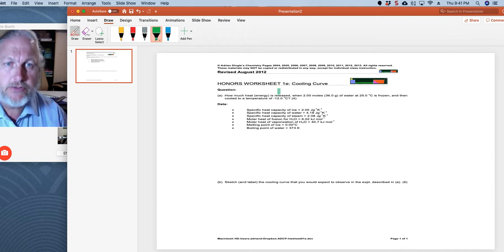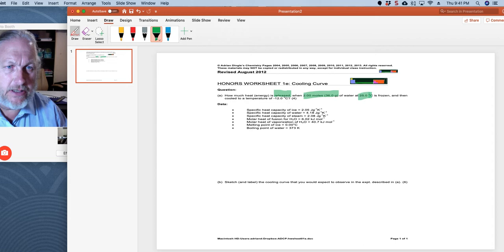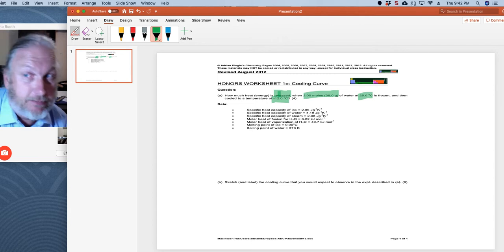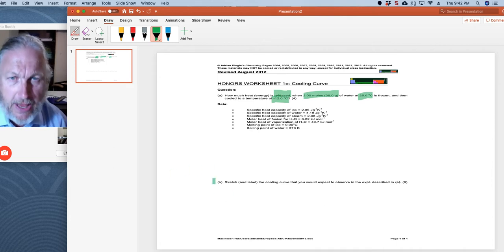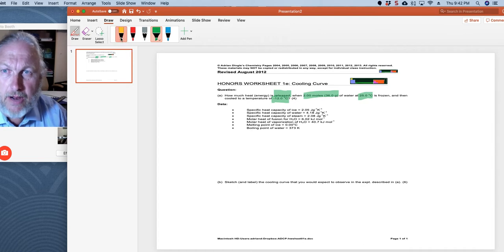So how much heat energy is released? So it's telling me release, so we're going to talk about release. When 2 moles or 36 grams of water at 25 degrees C is frozen and then cooled to a temperature of minus 12 degrees C. So I've got a fair amount of water, 36 grams. It's going to make a nice ice cube. And it starts off at 25 degrees C. It freezes, which means we're going to do a heat diffusion thing, and then cool to a temperature of minus 12 degrees C. So it asked me here to draw a graph anyway.